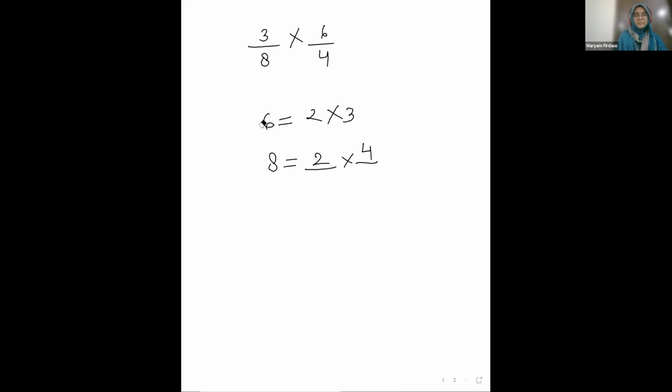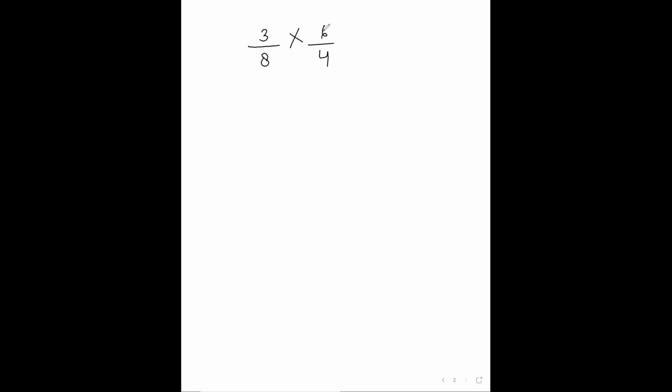So, when you cancel both of them by 2, what will you get in the numerator and what will you get in the denominator? How are they common? Like, we can also say that 6 multiplied by 3 and 8 multiplied by 3.